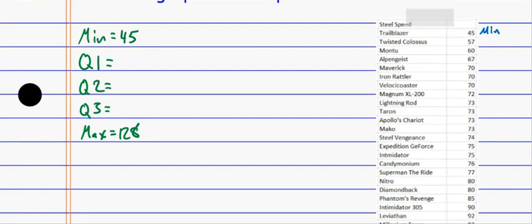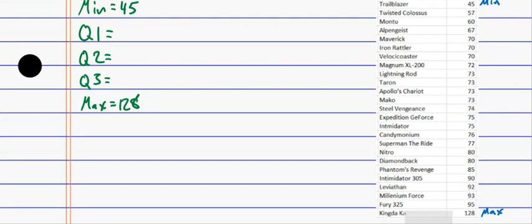The second quartile here, again, I would have to look at how many data values there are. Looks like 1, 2, 3, 4, 5, 6, 7, 8, 9, 10, 11, 12, 13, 14, 15, 16, 17, 18, 19, 20, 21, 22, 23, 24, 25 of them this time, okay? So if I do that rule of n plus 1 divided by 2, it would be 13. So if I go to the 13th data value, it's this one right here, which is Steel Vengeance. So that is my second quartile. That's my median value, okay, is the 74.